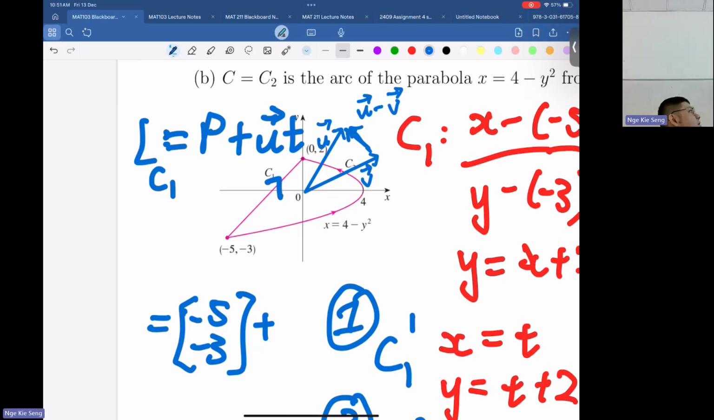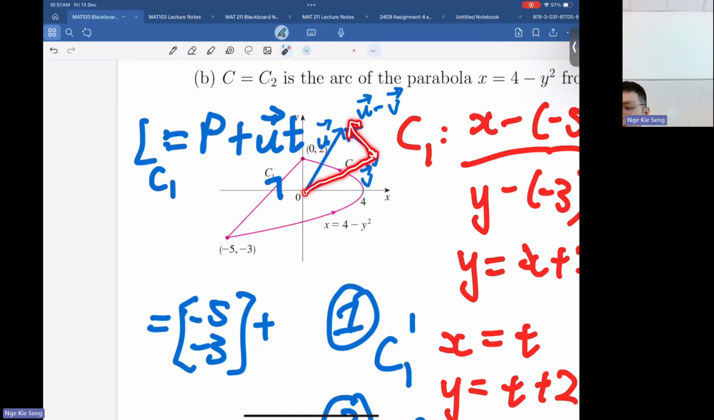Look at this. So you need to see what you want to find first. From where to where? From this point to the other point. I mean, from the endpoint of V to the endpoint of U. So how to work? Where do you start? You start with the endpoint of V. V starts from the origin.